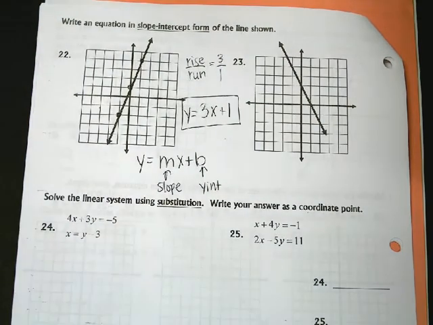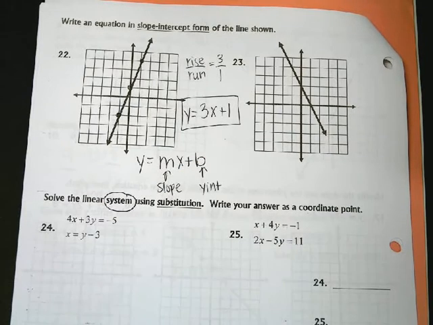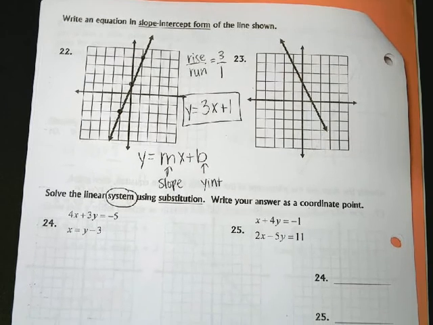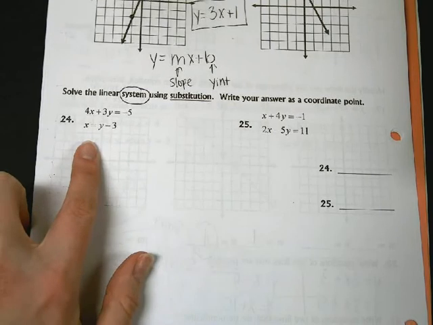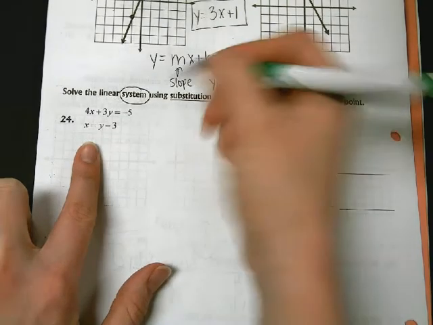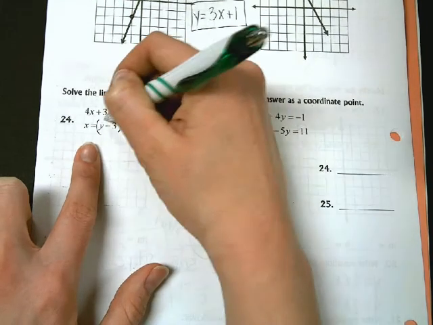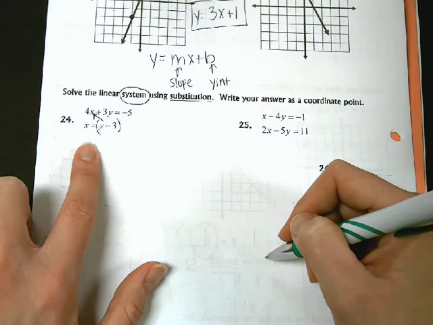The next few sections are talking about solving systems. We solve systems in several ways, one by substitution, one by elimination, and one by graphing. This example is by substitution. Remember, when you're substituting, you are plugging in for a different variable. So here, I've got x equals y minus 3. So I like to put parentheses around this because that's what x equals, and then draw an arrow to where you're going to plug it in. You're going to plug it in for the x.